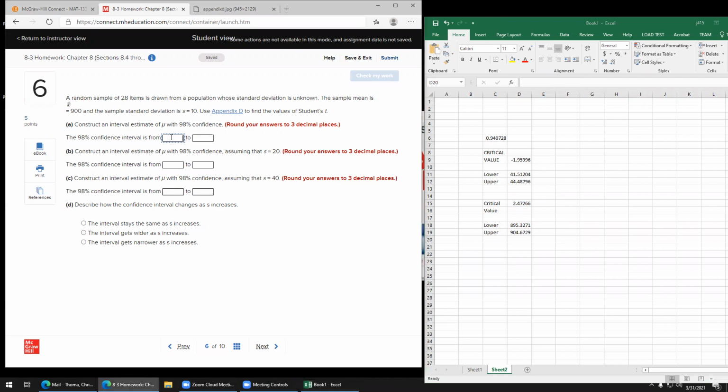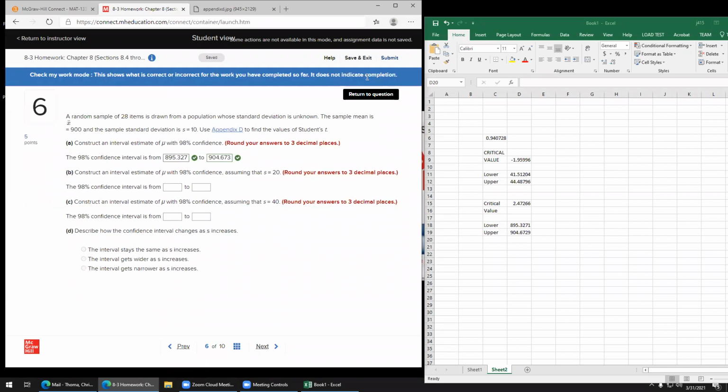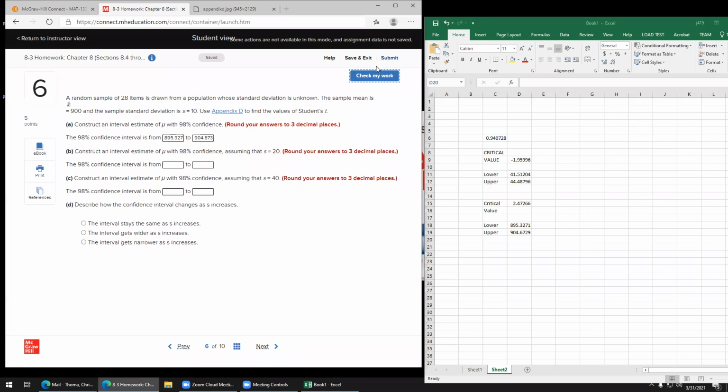So three decimal places this time. 895.327 and 904.673. And there you go. So very similar to question 4. Do it all. You'll see something different as the intervals change. You'll notice this one is based on sample size. So the interval is the same, sorry, the 98%. But what is changing is the standard deviation. So how does standard deviation affect it? I'll let you work those out.